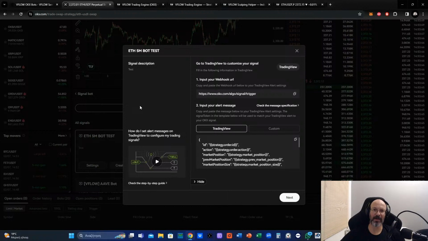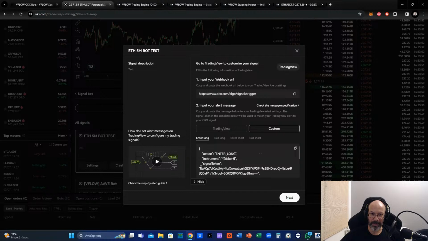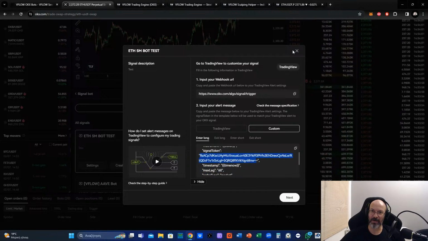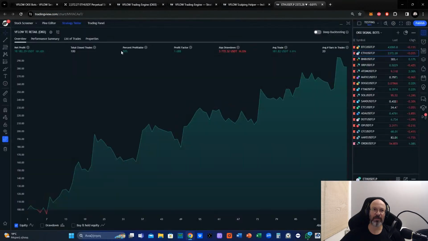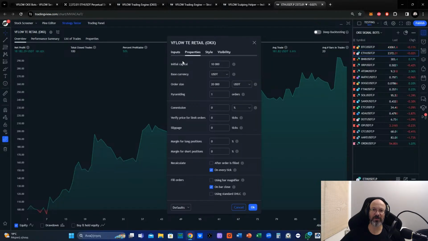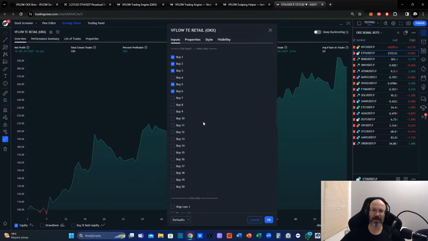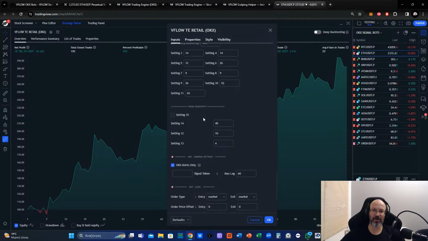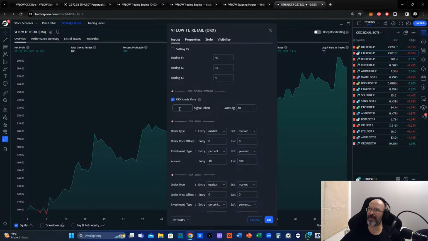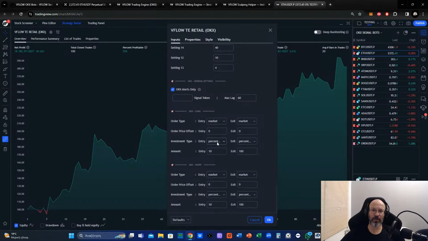So you can click on setting up your own bot, and you can go here, custom, and just copy and paste this private key. This is your bot key, which you can then copy and paste into your Ethereum strategy. So you can go here, go to inputs, scroll down, and just copy and paste your signal bot ID here. It's so simple. You don't have to do any coding, just copy and paste the signal bot ID token here. Then you just have to go here to the investment type. So we have 4 investment types.